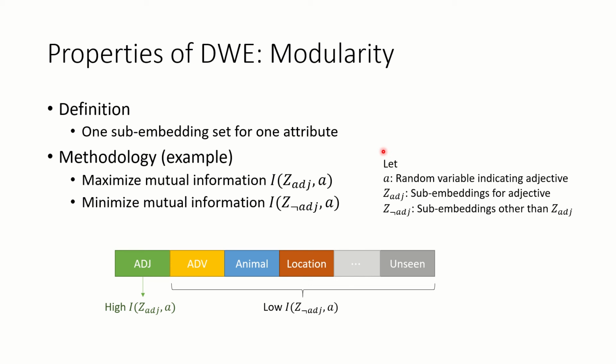For example, let A be a random variable indicating whether a word can be ADJ, and let the subembedding set Z_ADJ be responsible for encoding the ADJ. In our algorithm, there is an objective function designed for maximizing mutual information between Z_ADJ and A. Meanwhile, mutual information between A and the other subembedding sets will be minimized.